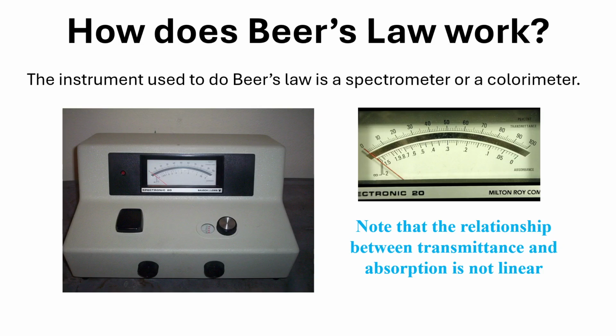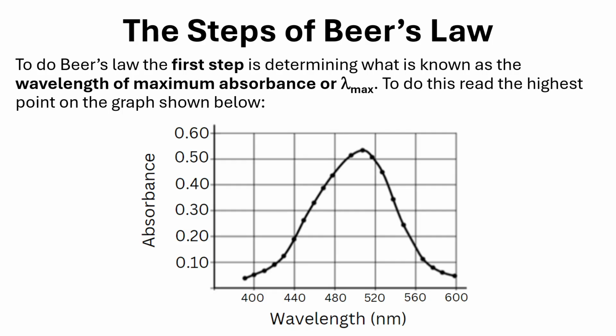If you look at the scale, the close-up here, you can see that there is not a linear relationship between the transmittance, which is on the top part of the scale, and the absorption, which is on the bottom part of the scale. Technically you can read either and use it, but since absorption is what's in Beer's law equation, the bottom scale is really what you're going to want to try to read.